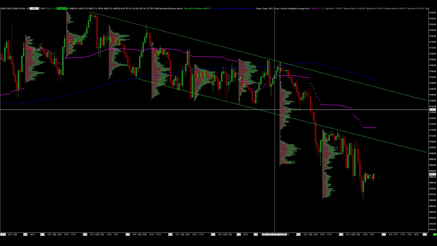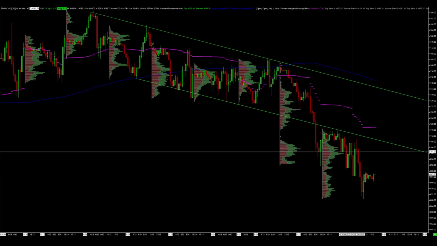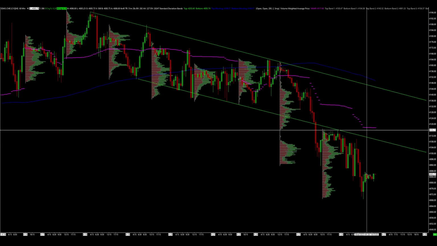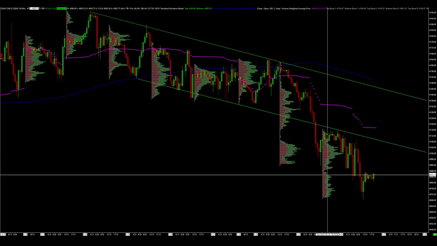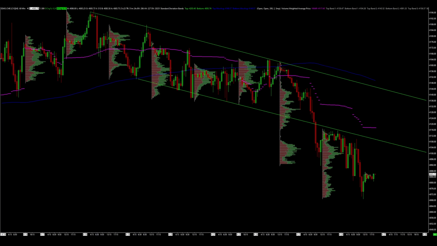We have Delta significantly dropping. So I'm curious to see if we start testing these highs and breaking out of them, I'm going to switch to being more long. But for now, I'm pretty bearish on ES and NASDAQ. I think NASDAQ is similar.